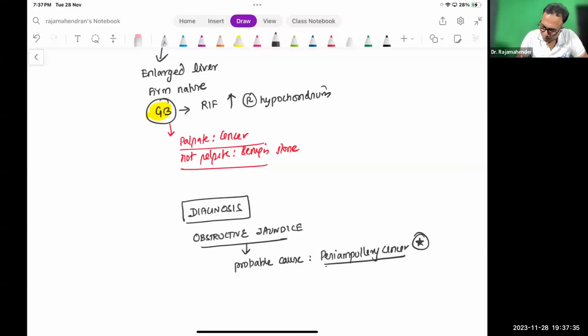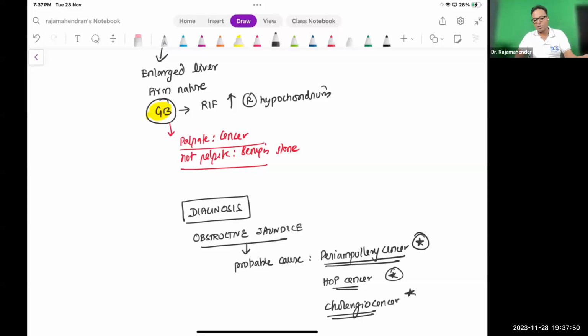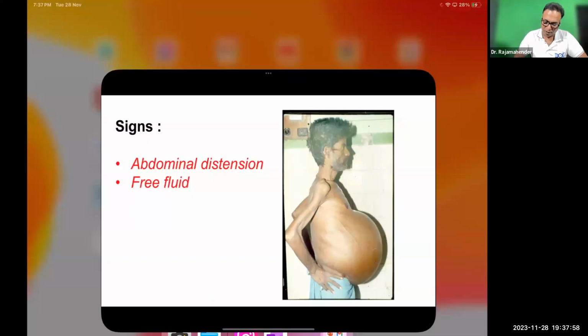Obstructive jaundice due to periampullary cancer or head of pancreas cancer will be the exam case. They won't keep any other case, or even cholangiocarcinoma. So cholangio cancer, one of these will be the exam case. So don't forget this. Which case will be kept for the exam? These are the cases you should not forget. Periampullary cancer, head of pancreas cancer, and cholangio cancer will be one of your exam cases.